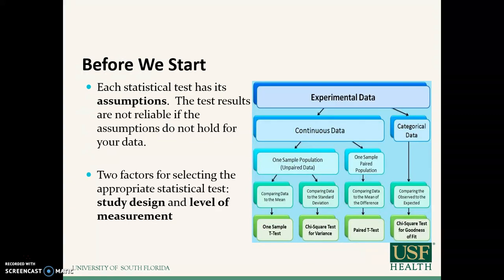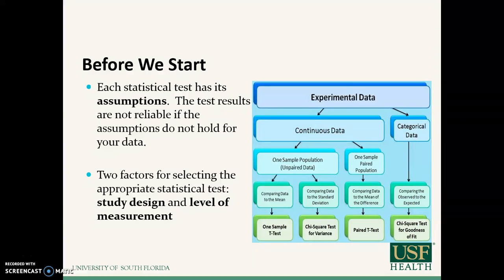Before we even start, let me emphasize a few things here. First, each statistical test has its assumptions, and the test results are not reliable if the assumptions do not hold for your data. So you really have to have the maturity to understand the assumptions of a statistical test and verify whether your data actually meets these assumptions, so that you can have some faith in the hypothesis test results.